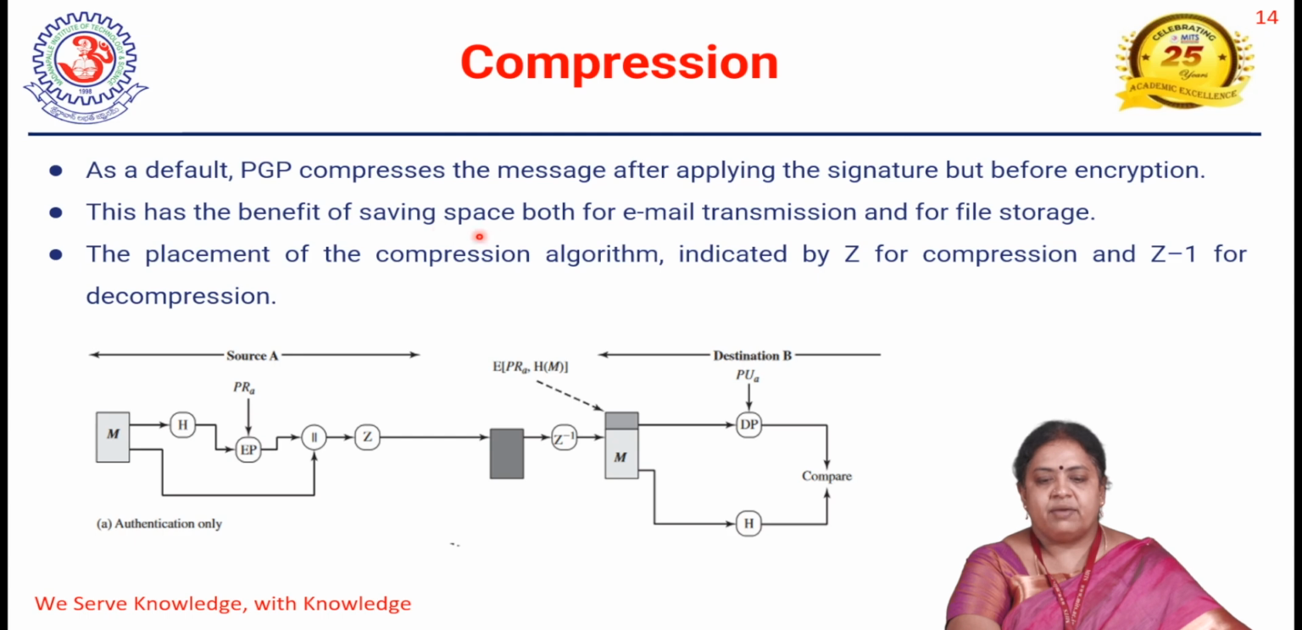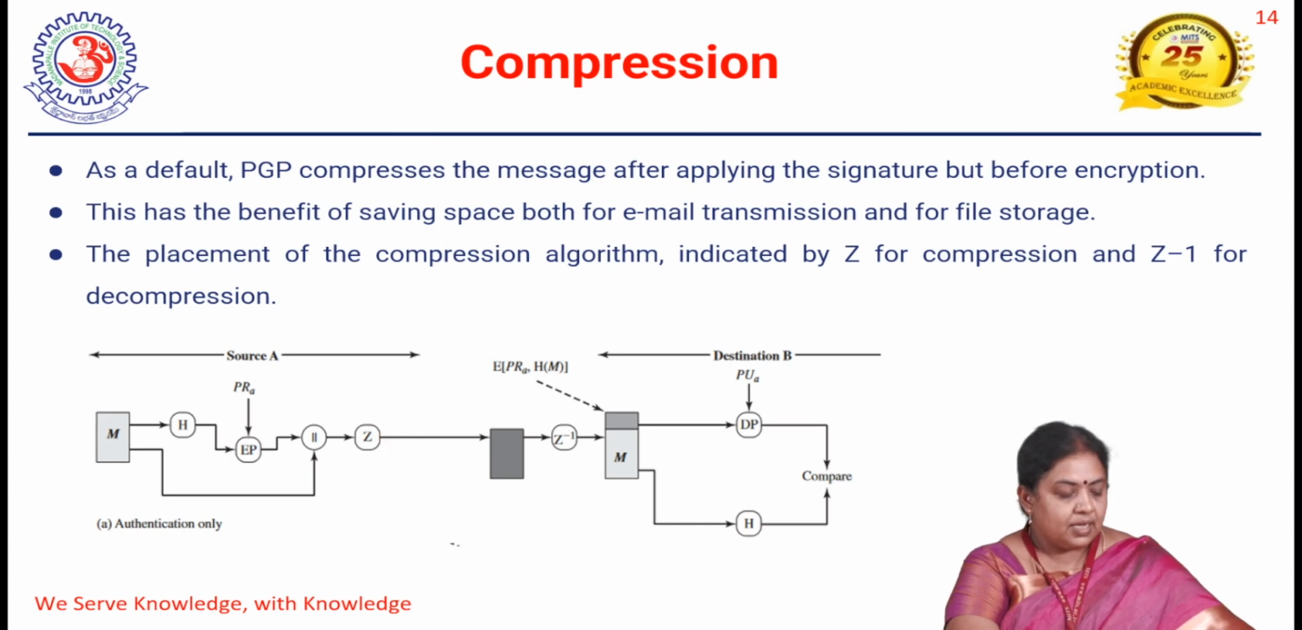For the benefit of saving space only, we are performing the compression. The compression algorithm is indicated by Z, and Z inverse is used for the decompression. In this one, the message is given to the hash function to get the signature. The signature will be encrypted. Whenever we encrypt the message hash code, only then is it called a signature. We encrypt using the private key of the sender, so that we call it a signature. The signature along with the message will be compressed. That is the compression.